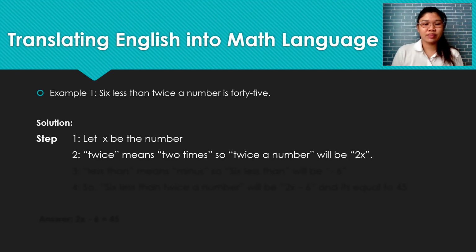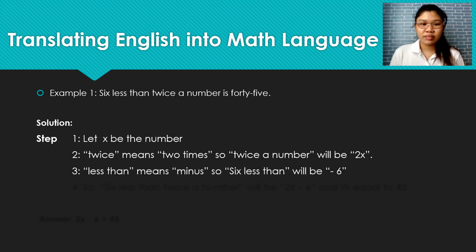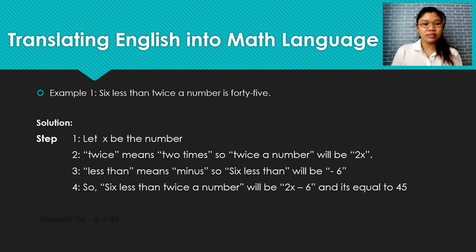So next, we have x being the number, and twice means 2 times, so twice a number will be 2x. So we have x the number, twice the number is 2x. And then next, less than means minus or subtracted by. So 6 less than is negative 6 or minus 6, subtracted by 6.